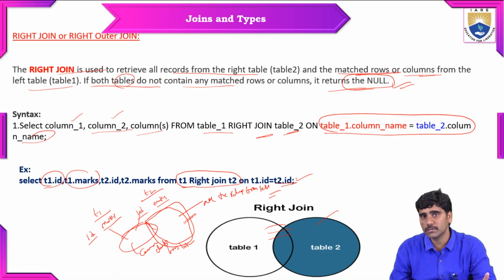And right outer join or right join. Here it retrieves the values from the two tables, the common values, and the right table values also. So right table values including all the common values from the two tables. If any common values are not there from the two tables, it returns null values.